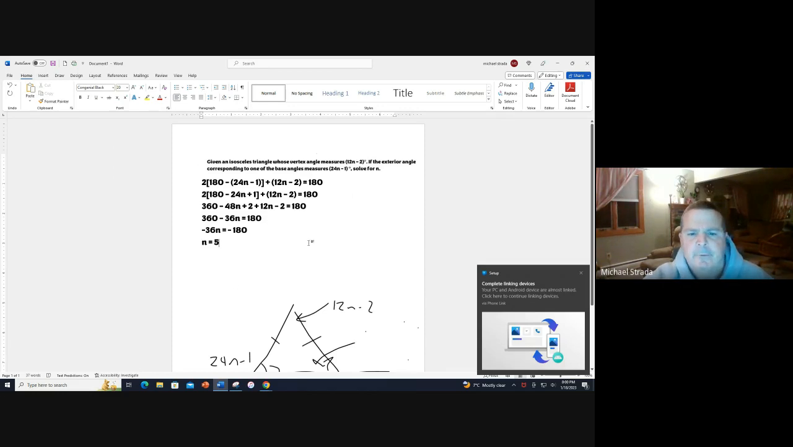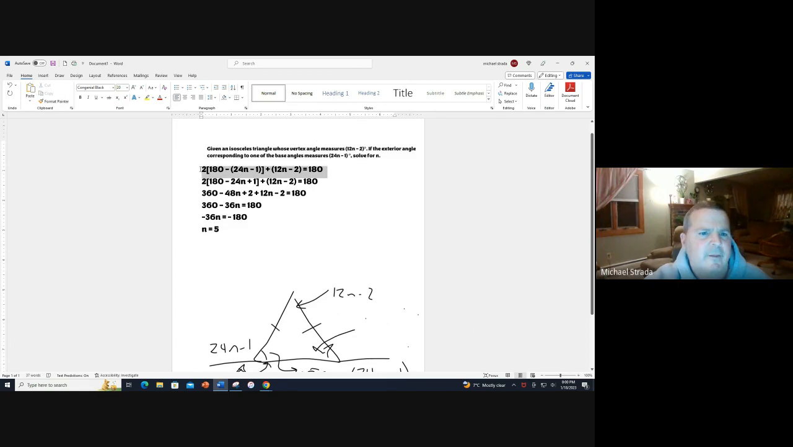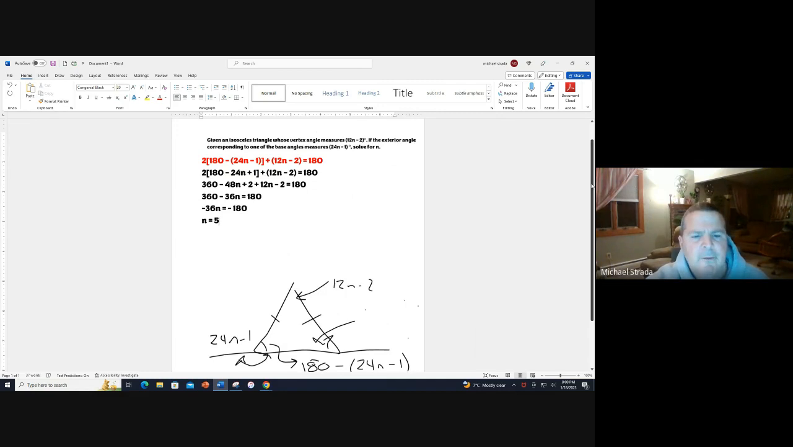All right. So basically you take, so we'll highlight it. There's our setup. The fact that the base angles are the same gives us the 2. The fact that they form a linear pair with the exterior means we've got to subtract them from 180. We add to that the vertex angle, and we've got 12n minus 2. Okay, next step. I'm going to distribute the negative through. That's what I'm doing there. So 2 times 180 minus 24n plus 1, because the negative times the negative turns it into a positive, plus the 12n minus 2 equals 180.